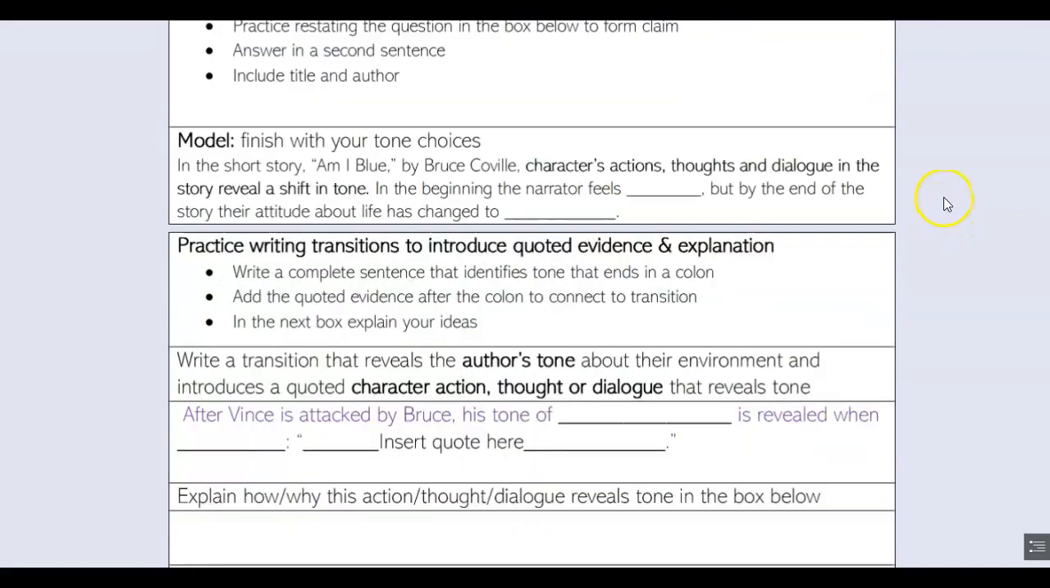All right, so your model. In the story Am I Blue by Bruce Coville, characters' actions, thoughts, and dialogue in the story reveal a shift in tone. In the beginning, the narrator feels blank. By the end of the story, their attitude about life has changed to blank. So this here will be your restate and answer, your topic sentence. So your restate is your first sentence, your answer is your second one.